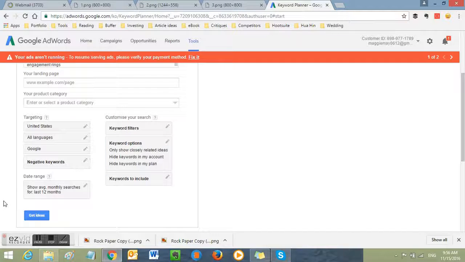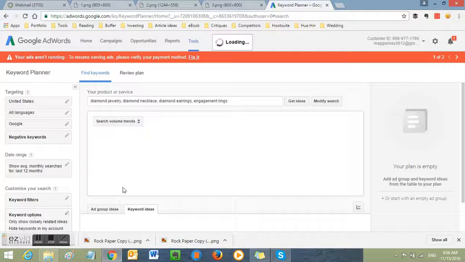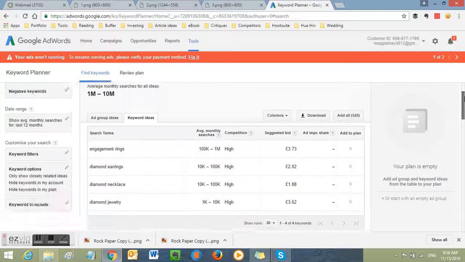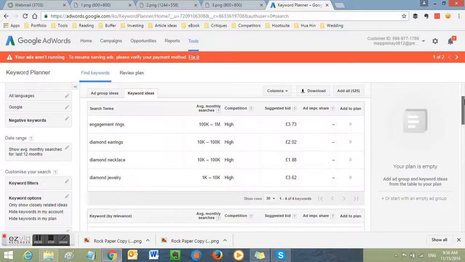So the Keyword Planner is now searching, and it shows us a keyword ideas list, which is the data for the keywords that I have just put in. Engagement rings: between 100,000 and 1 million monthly searches, which is great. Obviously, if you wanted to use it with our next AdWords campaign, this is how much we would pay for each click. Diamond earrings: a little bit less, between 10,000 and 100,000 searches per month, so this is high. Diamond necklace, the same. Diamond jewelry: between 1,000 and 10,000 searches.